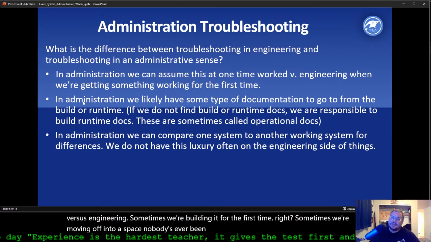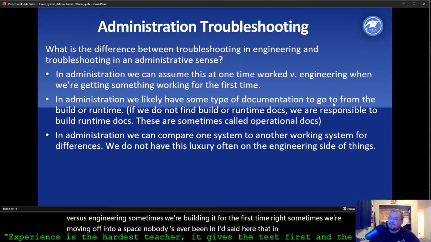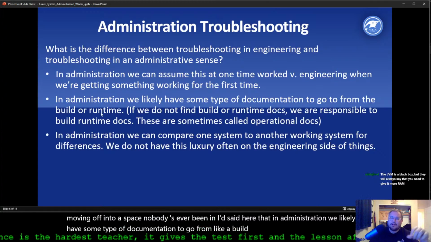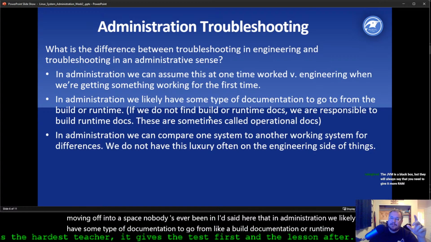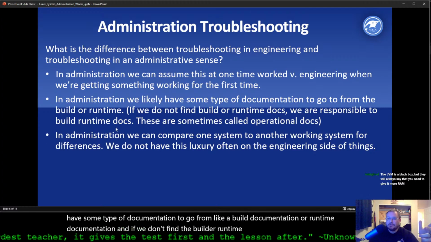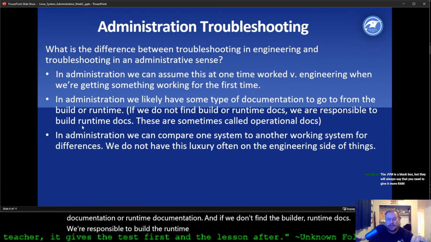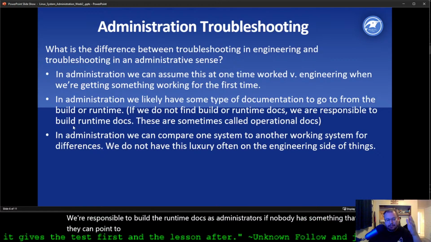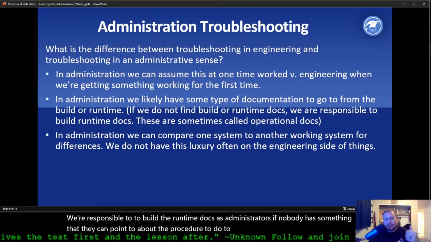I'd said here that in administration, we likely have some type of documentation, like a build documentation or a runtime documentation. And if we don't find the build or runtime docs, we're responsible to build the runtime docs as administrators. If nobody has something they can point to about the procedure to fix this thing, we need to start working on it.